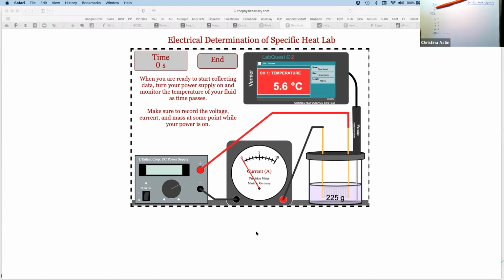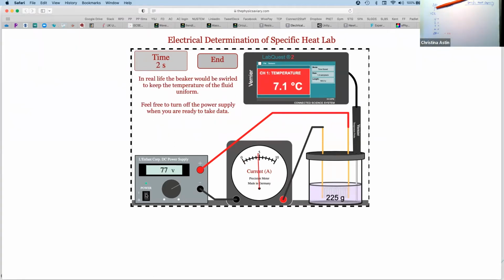Okay. And when we're ready, we just switch on the power supply and the timer will start automatically. So here we go. And there's nothing else that students can change or would need to change.